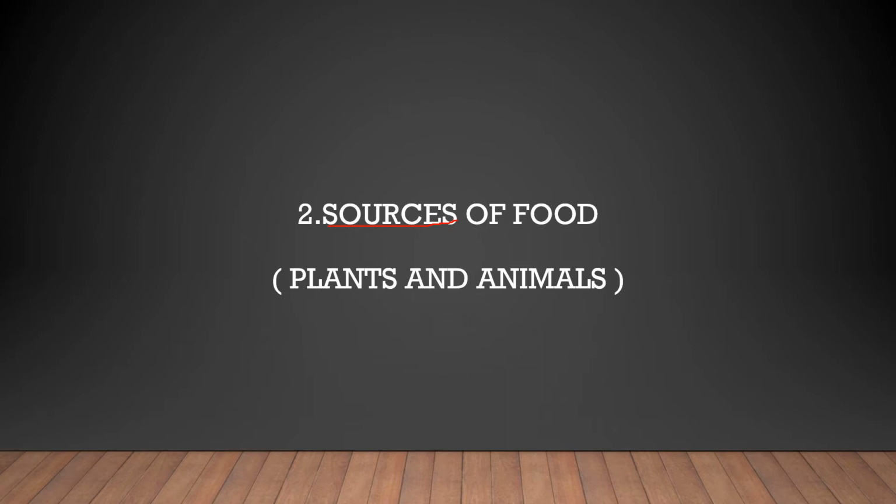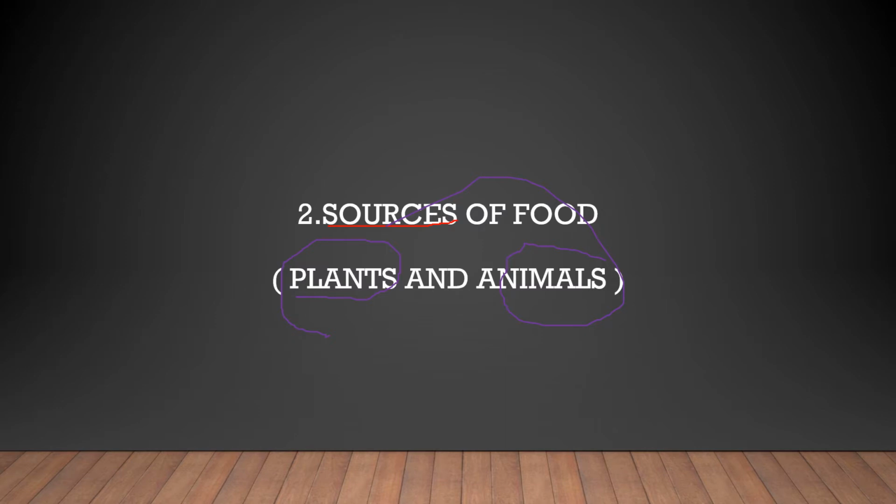So the sources of food may be plants or animals. Whatever food that we eat may either be obtained from plants or from animals. So there are two sources of food. Which ones? Yes, plants and animals. These are the two sources of food.